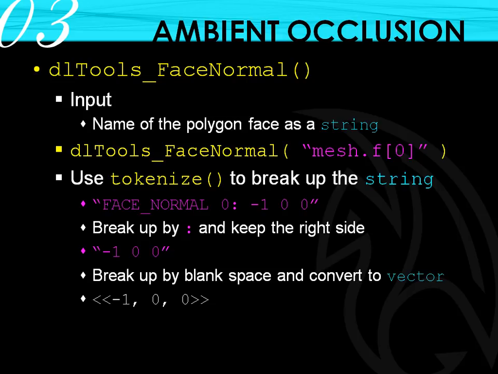So by using these 2 tokenizes, we've succeeded in breaking this string up into pieces and then just converting the numbers. That's all we want, really. We don't want the word face normal. We don't need any of that information. All we need is really just the coordinates, i.e. minus 1 0 0. And essentially this tool will output that normal as a vector. So you give it the face and it gives you the normal as a vector.